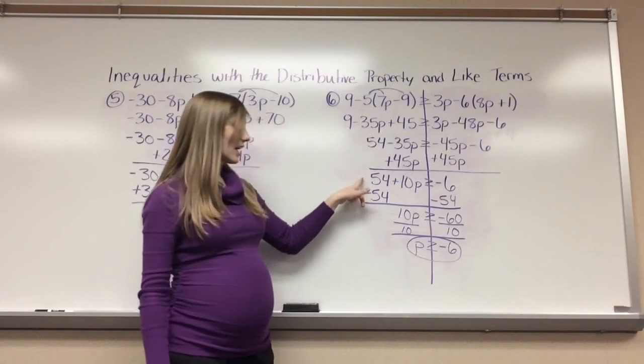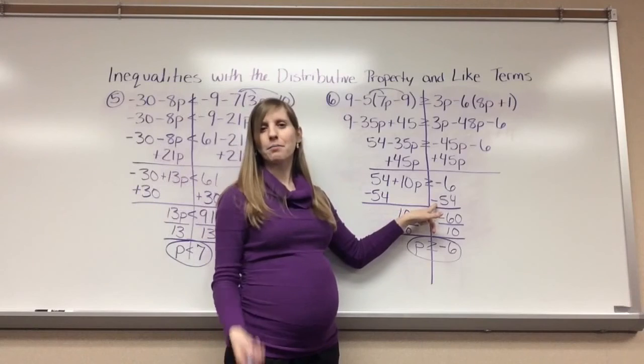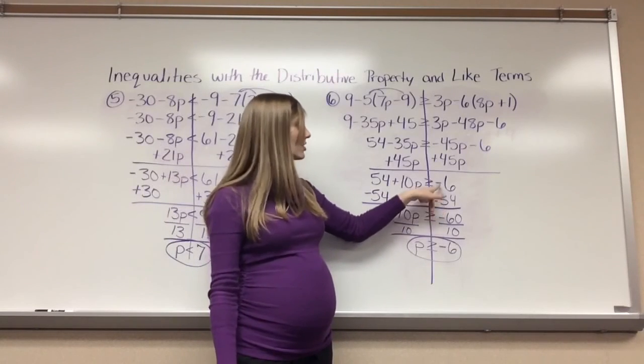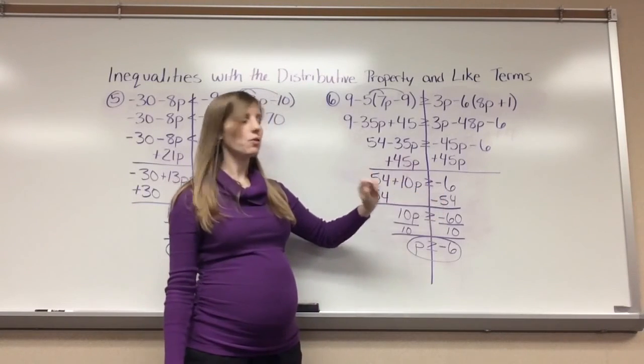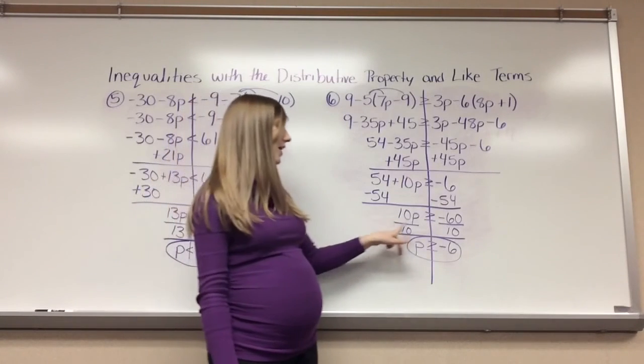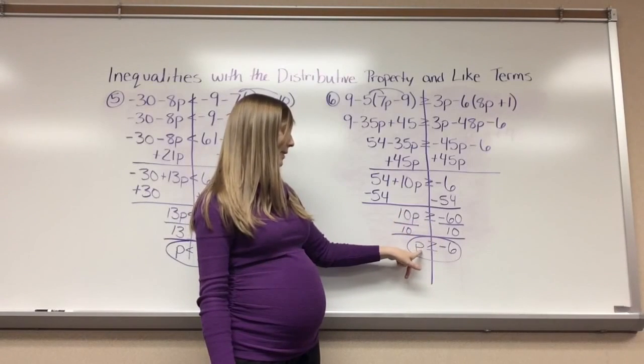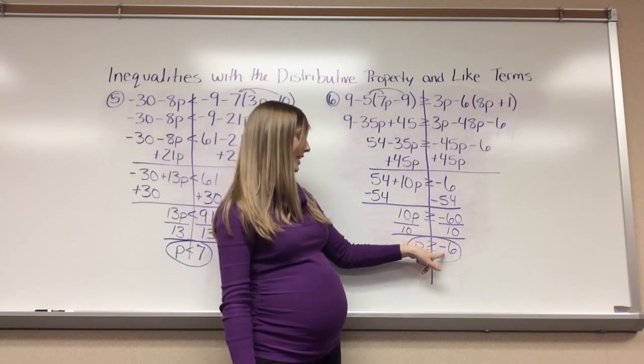And then I canceled out my positive 54 by subtracting. That way I got my letters on the right-hand side. So negative 6 and negative 54 left me with negative 60. And then my last step was to divide both sides by 10. So when I divide by 10, I got p is greater than or equal to negative 6.